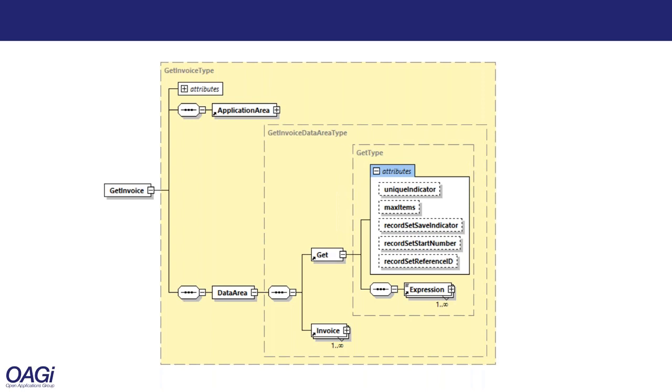You might have a max items. You might have a record set save indicator. I want to make sure this record set is saved for future reference. A record set reference ID: if it's already been saved, you could put the ID there in the record set reference ID. So there's a lot of power here when you start working with these get show API related features.